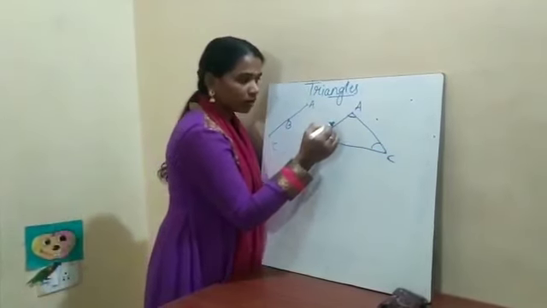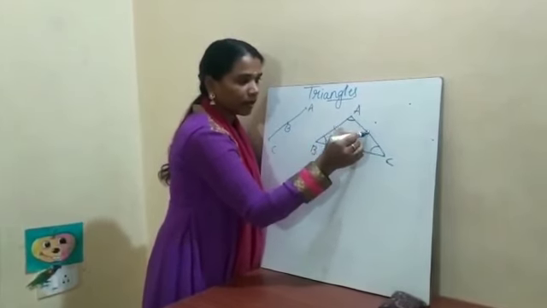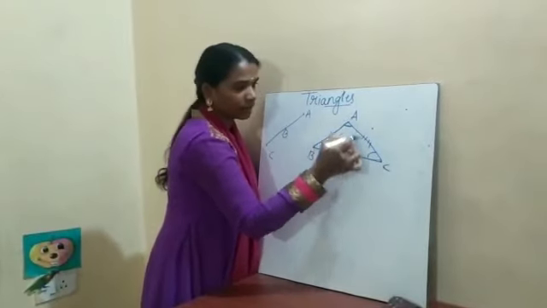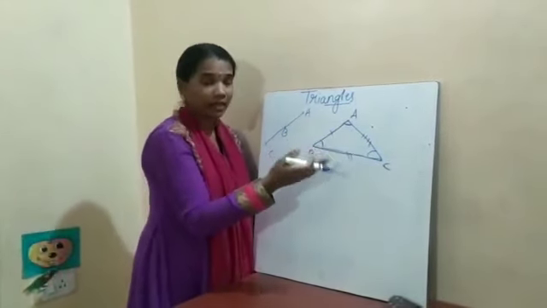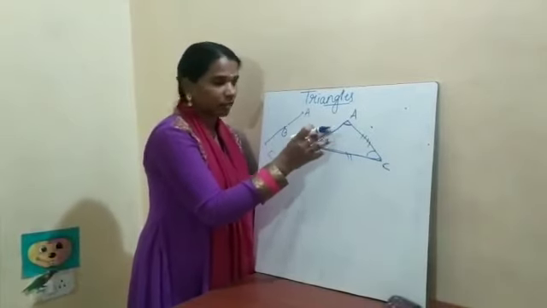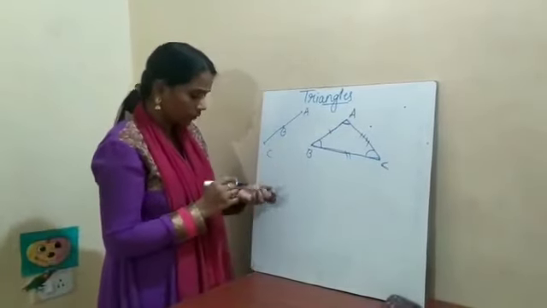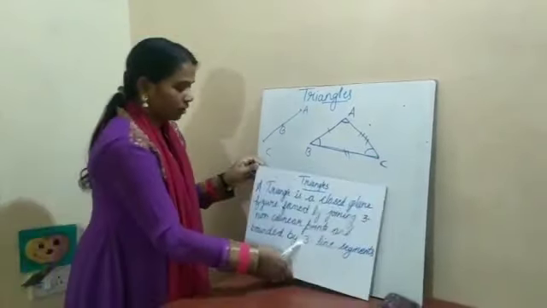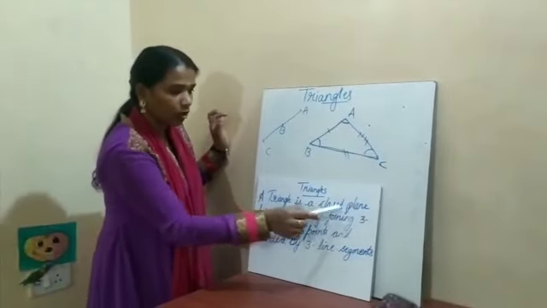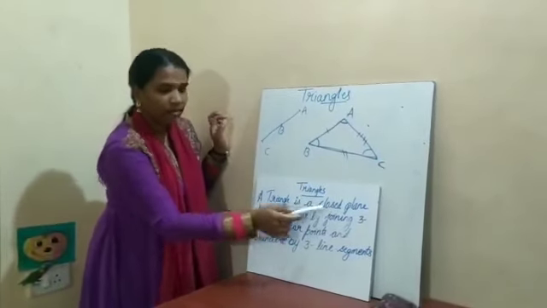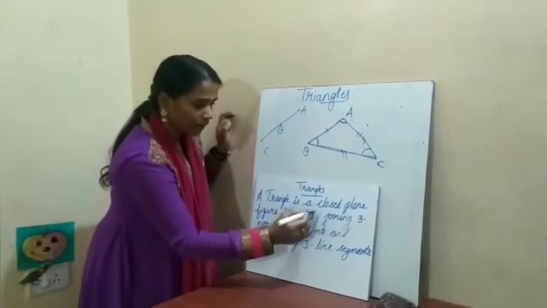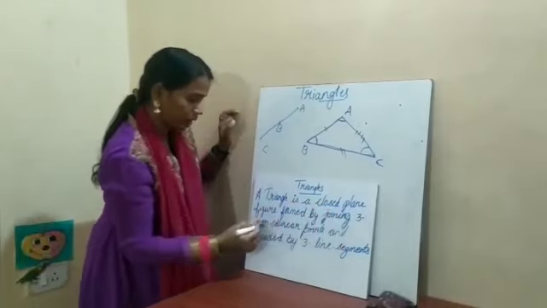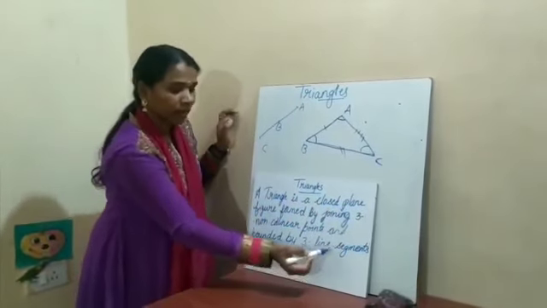Also, I got 3 line segments. These are called line segments: AB is a line segment, BC is a line segment and AC is a line segment. So by joining 3 line segments, I got the figure of a triangle. So what is the definition of a triangle? Just look at this. A triangle is a closed plane figure formed by joining 3 non-collinear points and bounded by 3 line segments.